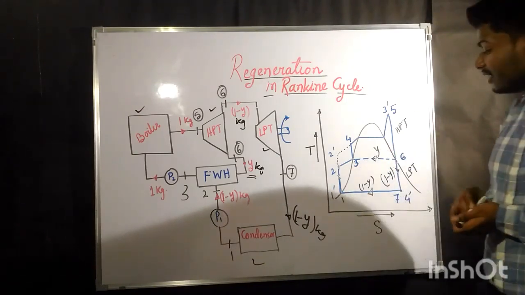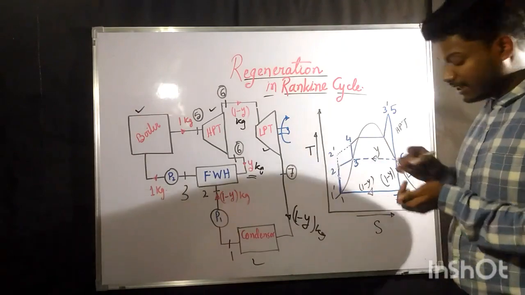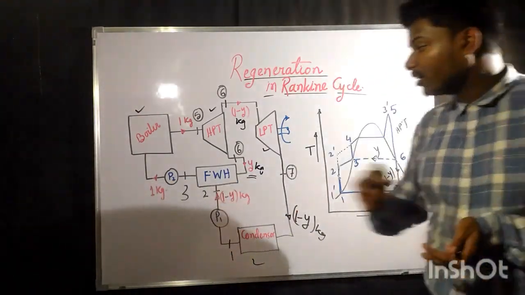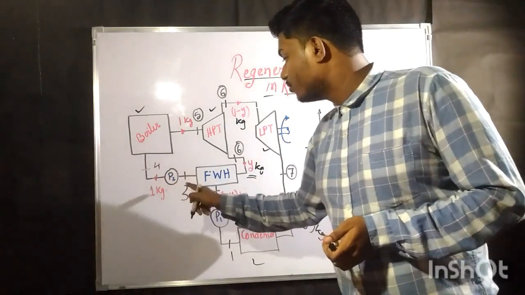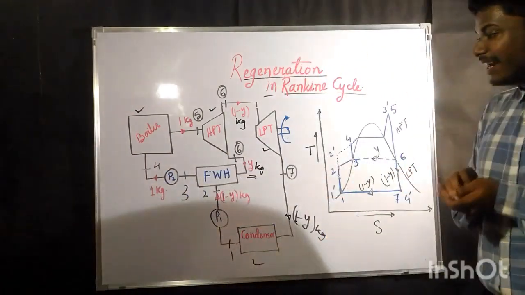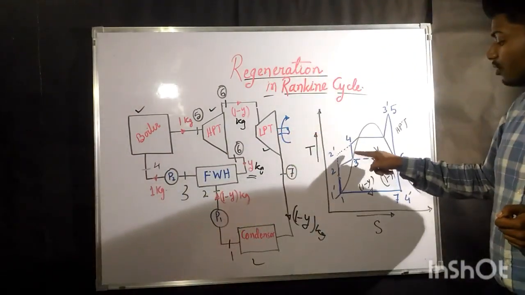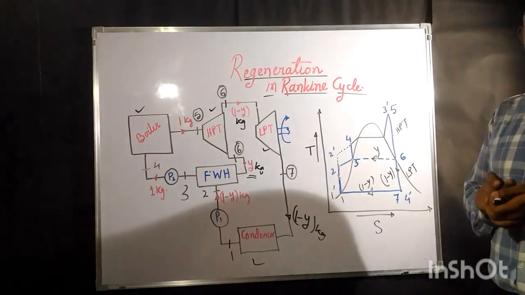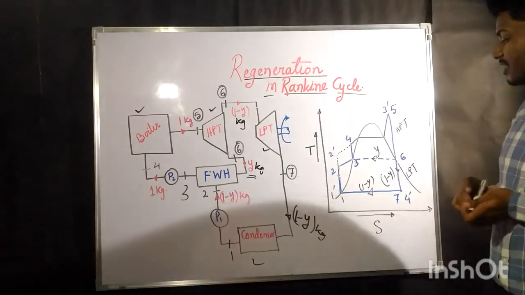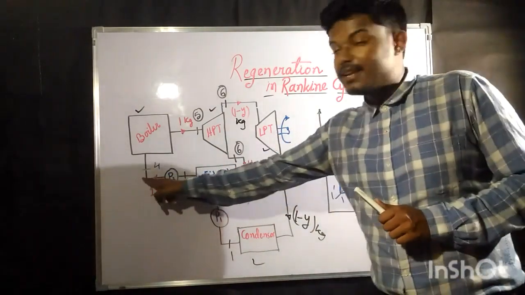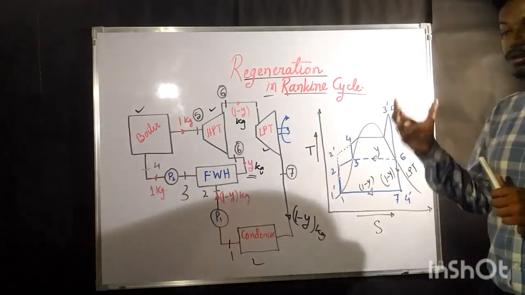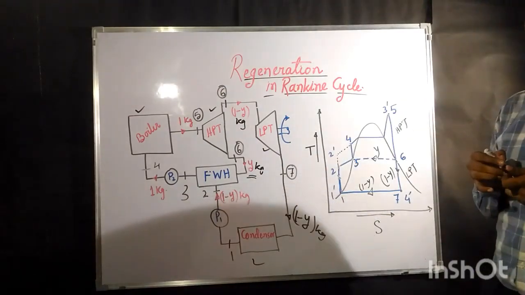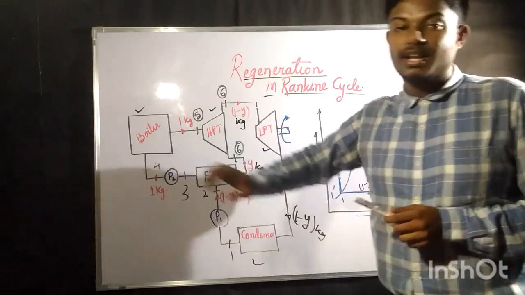After that there is 3 to 4. 3 to 4 is what? 3 to 4 is nothing but another pump that is going to work. Here it would be point 4. Between 3 and 4 there would be another pump, P2. It is increasing the pressure from point 3 to point 4. So it is increasing the pressure again. After that, 4 to 5 is going to be the heat addition process by this boiler.